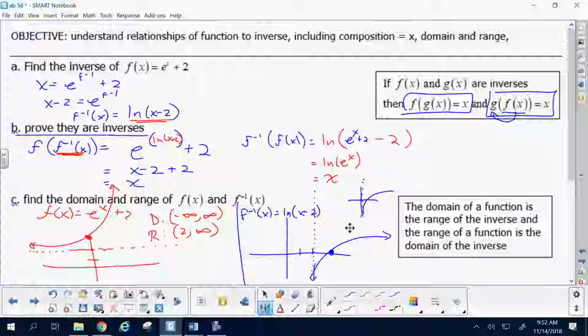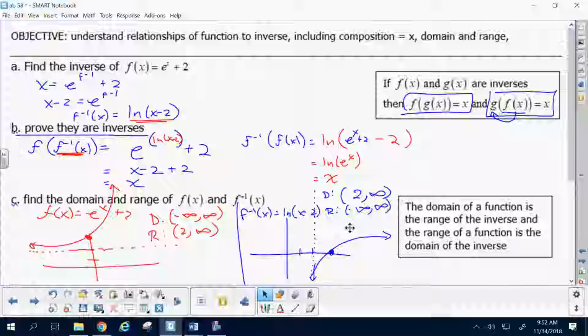And I think you'll agree that those have that symmetry across y equals x if I had put them together on the same graph. What's the domain of this function? I cannot take the log of 0 or negative, so the domain must be that x must be 2 to infinity. And the range is negative infinity to infinity.